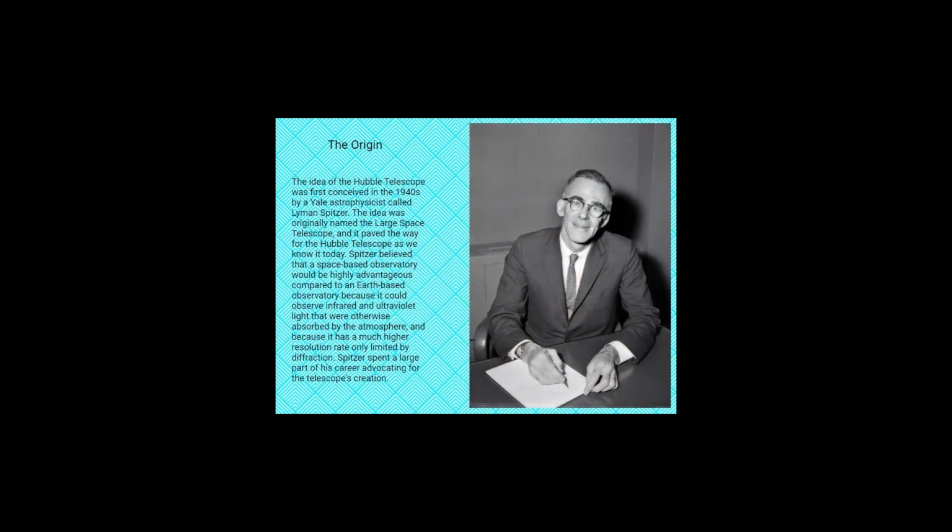The idea of the Hubble telescope was first conceived in the 1940s by a Yale astrophysicist called Lyman Spitzer. The idea was originally named the Large Space Telescope, and it paved the way for the Hubble telescope as we know it today. Spitzer believed that a space-based observatory would be highly advantageous compared to an Earth-based observatory, because it could observe infrared and ultraviolet light that were otherwise absorbed by Earth's atmosphere, and because it has a much higher resolution only limited by diffraction. Spitzer spent a large part of his career advocating for the creation of the telescope.